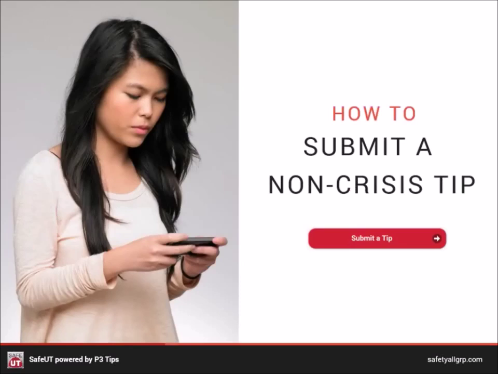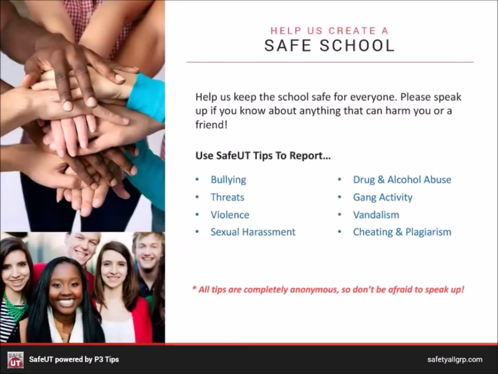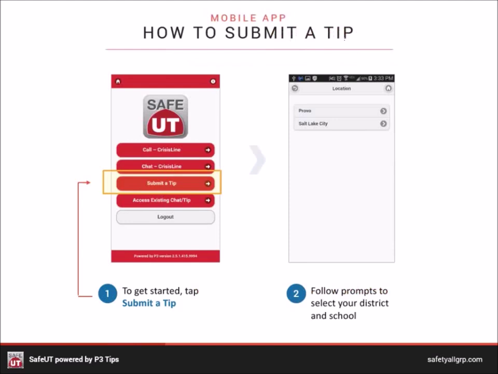How to submit a non-crisis tip. A non-crisis tip allows you to communicate with school officials. These tips could be about bullying, threats, harmful situations happening on campus. To submit a tip, tap Submit a Tip, and this will allow you to send those tips to your school officials. Then you will see a screen that will prompt you to select your school district and school.